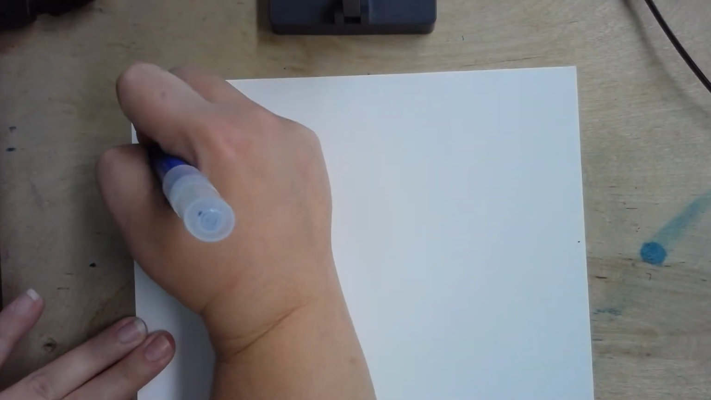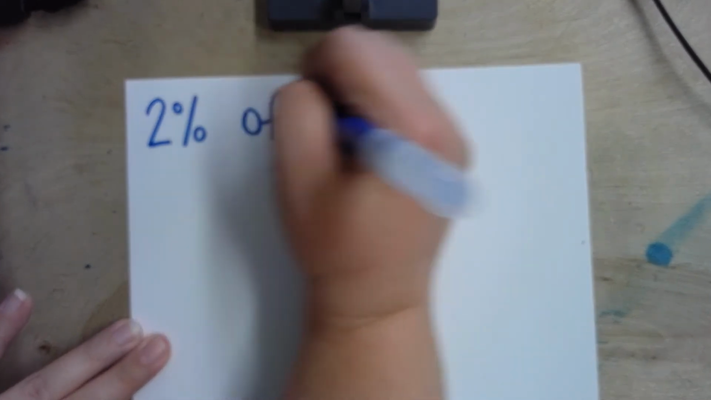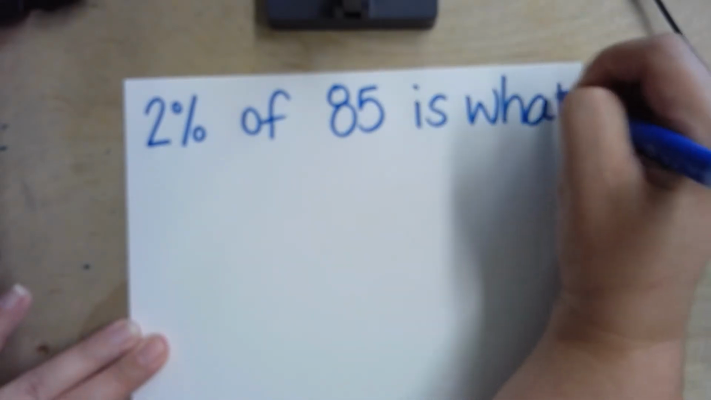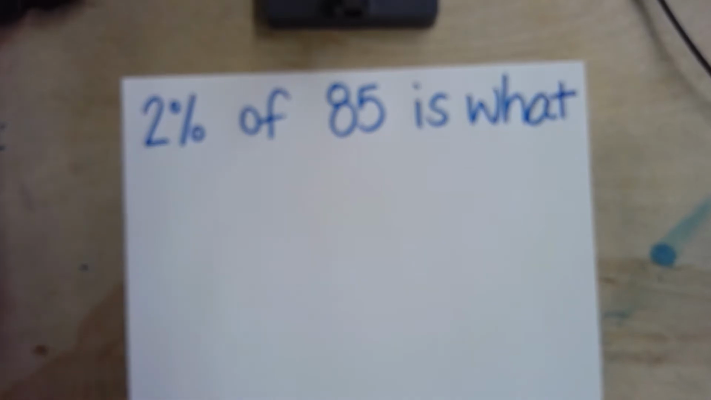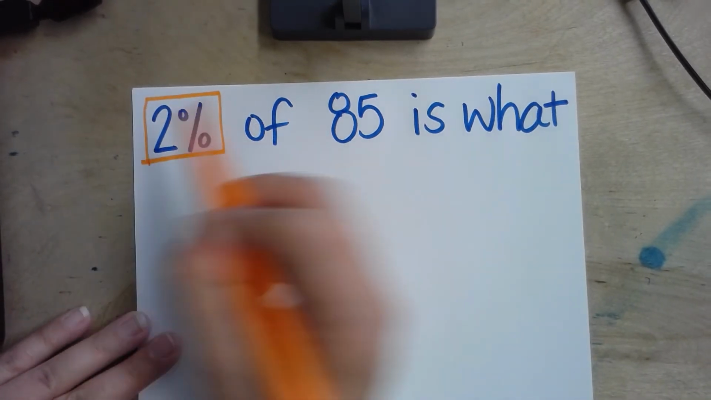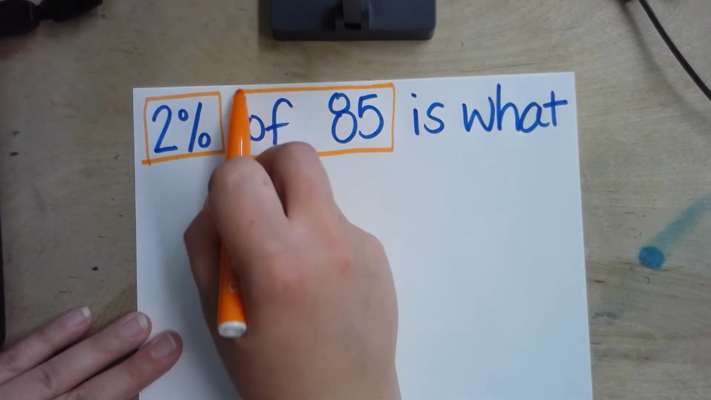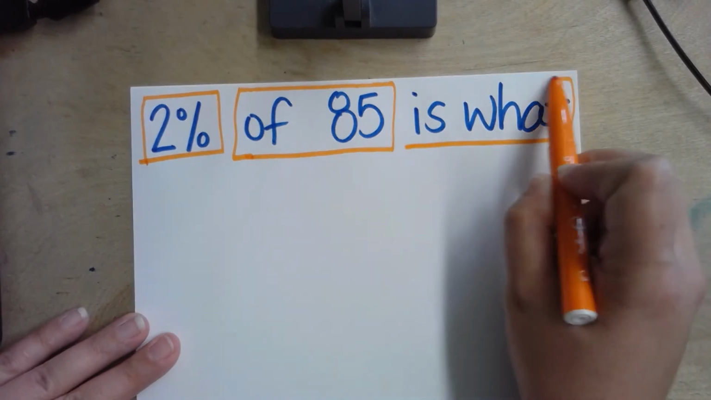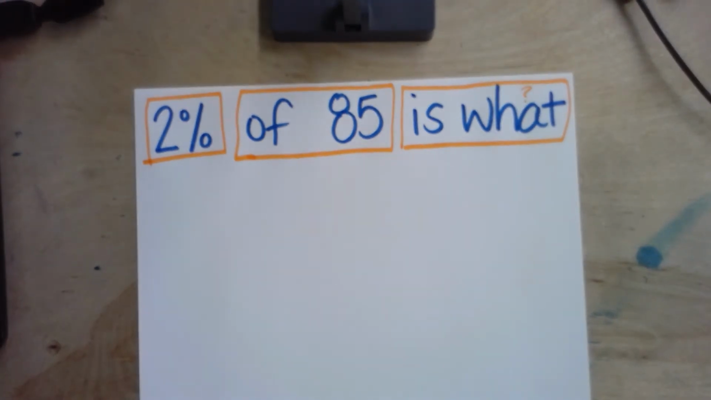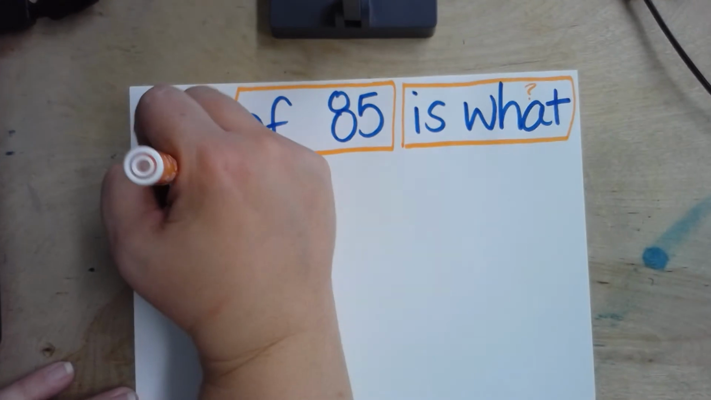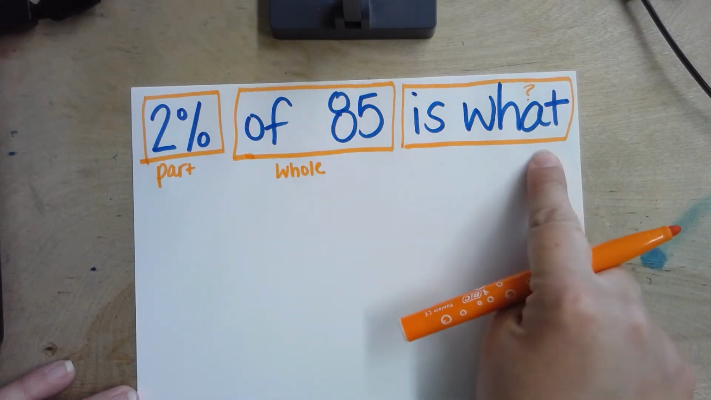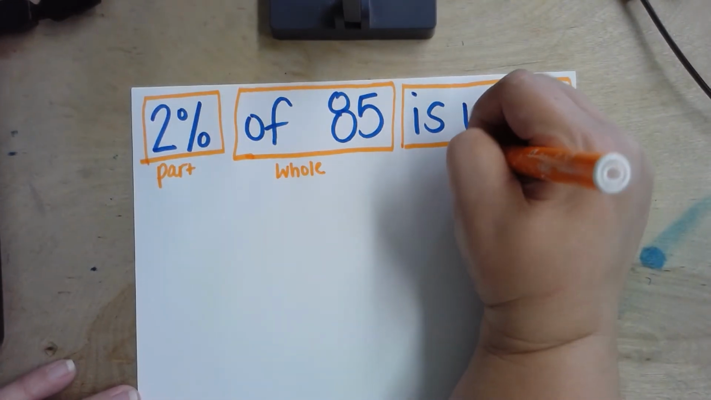All right, let's do 2% of 85 is what? I'm going to find my keywords. Percent matches up with 2. Of matches up with 85. And is has what, so that is the what we're looking for. And so here we also have a part. Percent is a part, of is the whole, and we're looking for the is, so we're actually searching for a part this time.